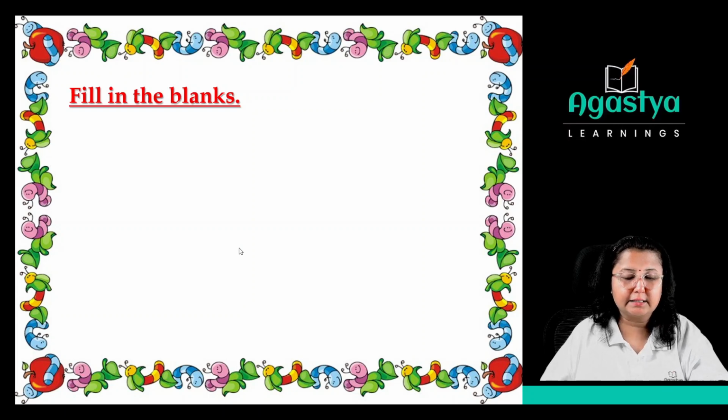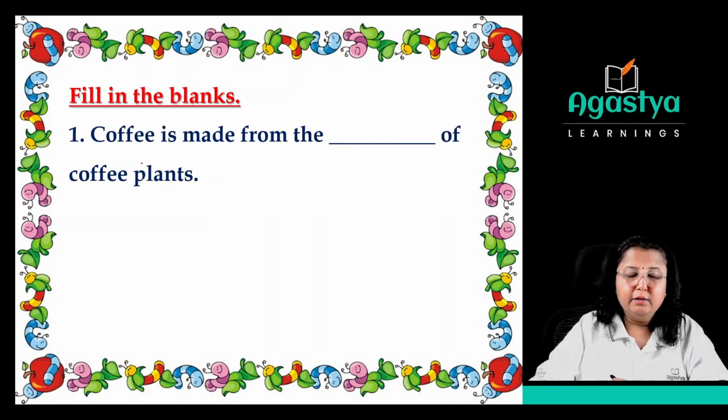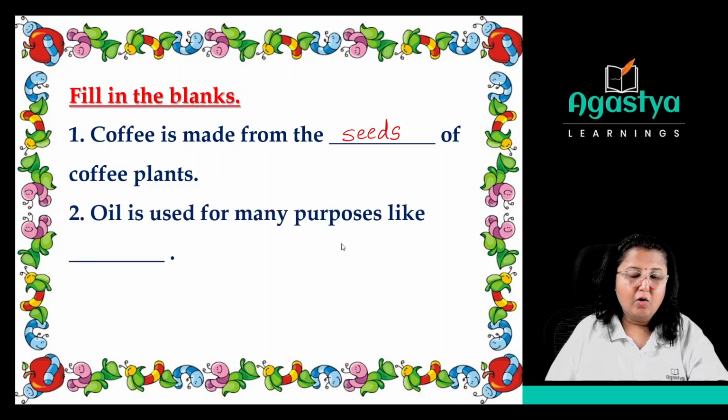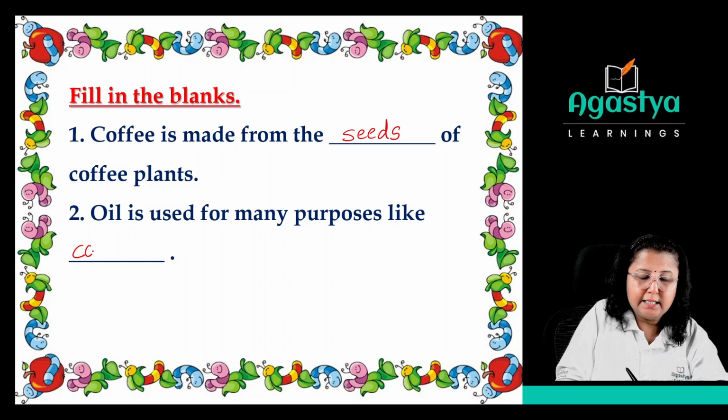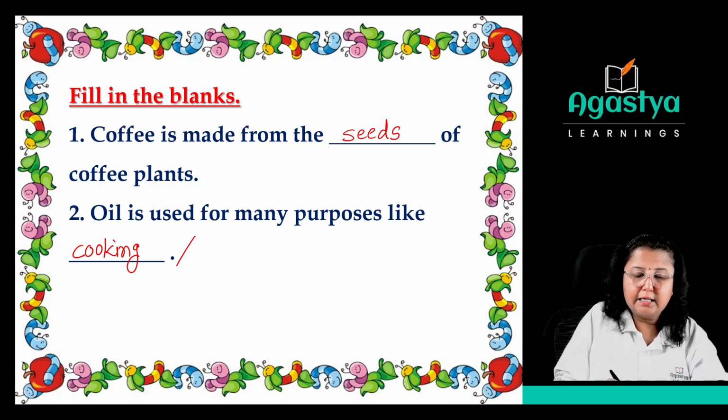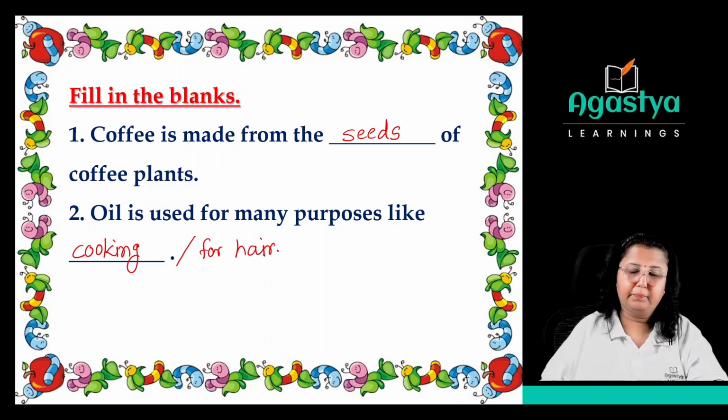Next, fill in the blanks. Number 1: Coffee is made from the seeds of coffee plants. Seeds, seeds of coffee plants. Oil is used for many purposes, first, cooking purpose, that is the main one, and otherwise, to massage into our hair, for our hair.